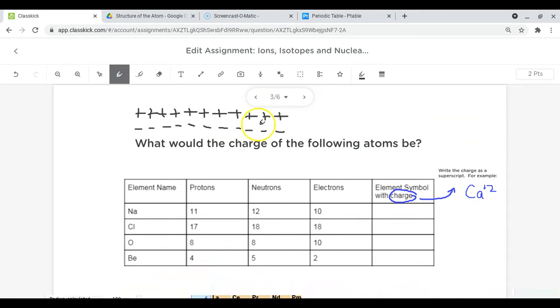I drew this for you up here. It's not all that pretty, but I put 11 positive charges, 11 protons, canceled out by 11 negative charges, or 11 electrons. So this is what your neutral atom looks like.